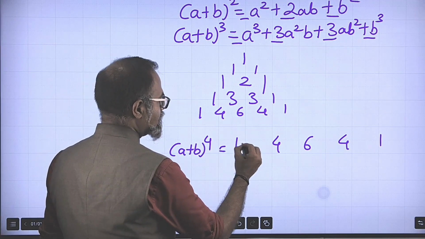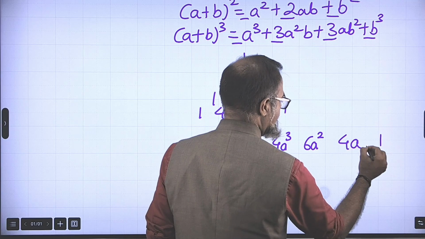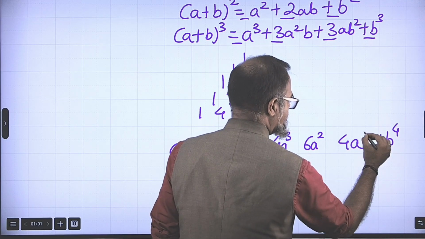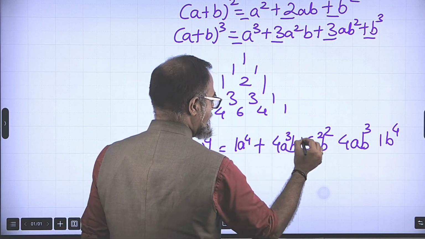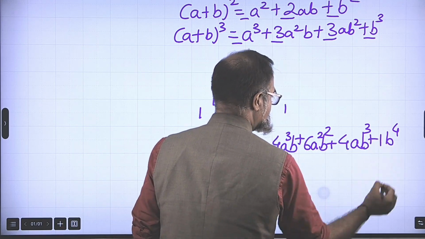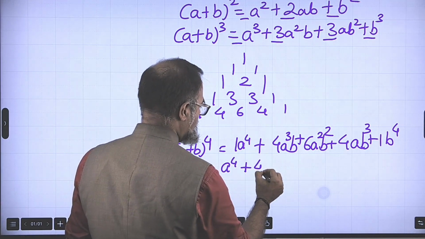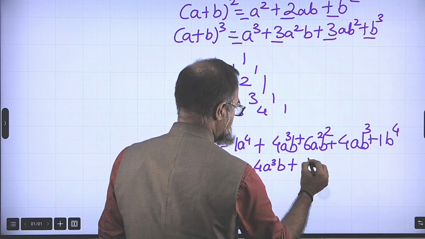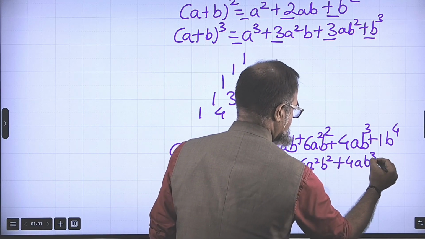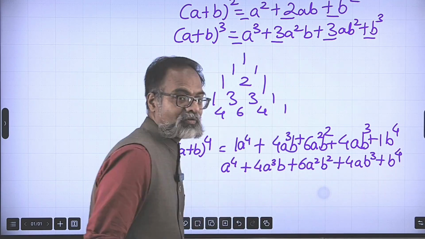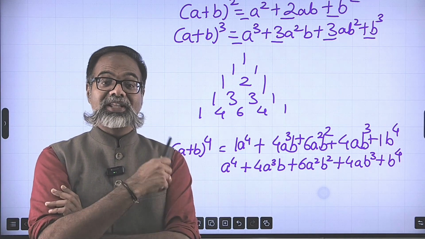So fourth power, so a power 4, a cube, a square, a, nothing, b power 4, b cube, b square, b, nothing, and put the plus signs in between. So a plus b the whole raised to 4 is a raised to power 4 plus 4a cube b plus 6a square b square plus 4ab cube plus b to the power 4. And that is how I have used the Pascal's triangle to often work out the identities.